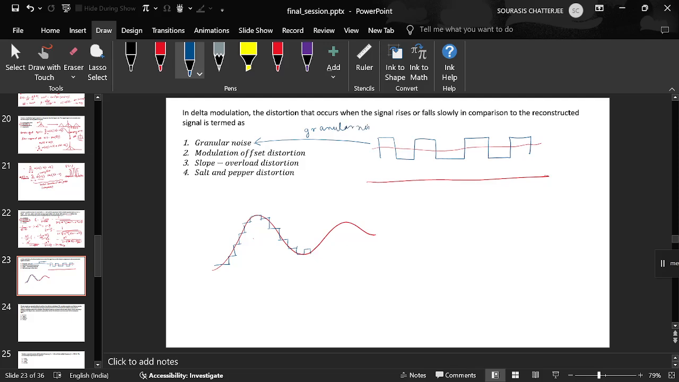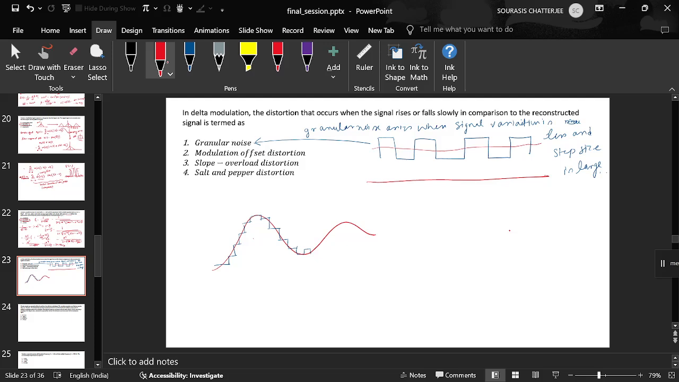Granular noise arises when signal variation is less and step size, by step size I mean the quantization step size, is large.